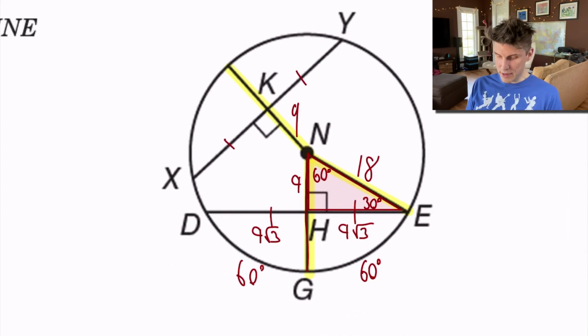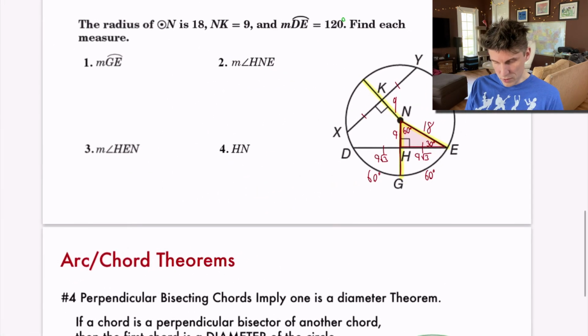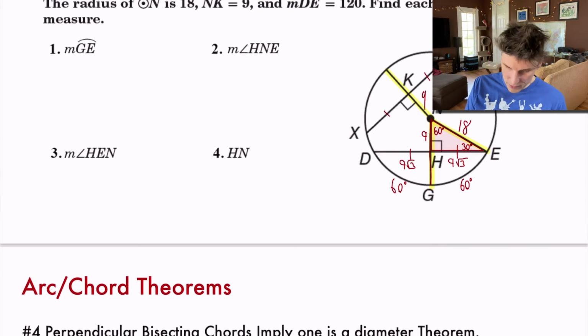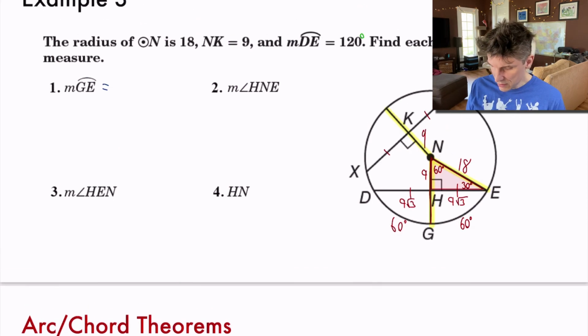And now what were they asking us over here? They said, what's the measure of arc GE? All right, we have it. Let's do this in blue, it'll just be more fun. Arc GE is 60 degrees.